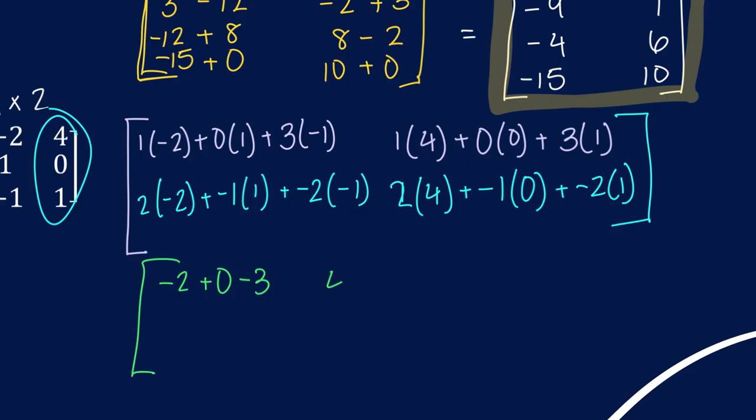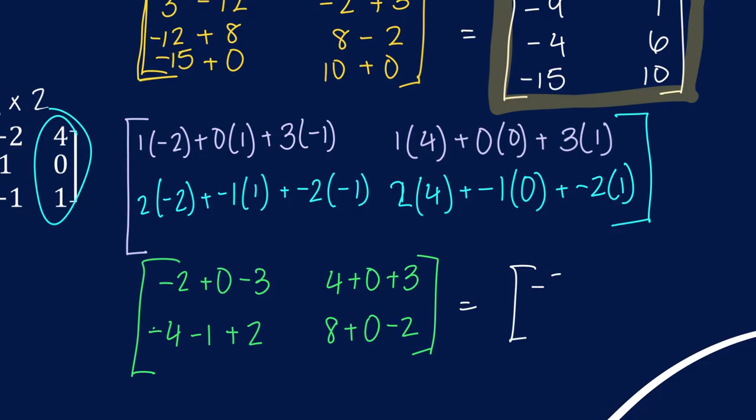I'm going to get 4 plus 0 plus 3. Then I have -4 minus 1 plus 2. And 8 plus 0 minus 2. So just solving it in steps and then going ahead and getting my answer.